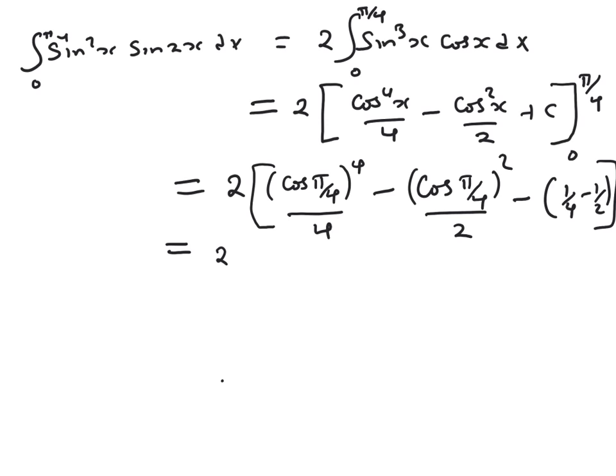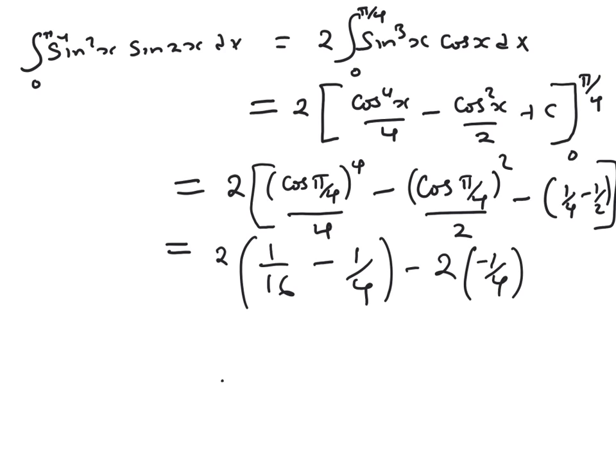So this is 2 into 1 over 16 minus 1 over 4. Then minus the lower limit, which is, that is, a minus 1 out of 4. So you go ahead and simplify this, see what you get, and that will be the answer.